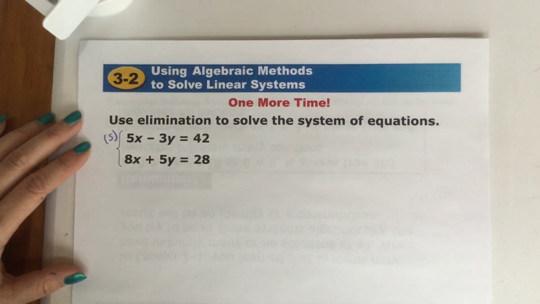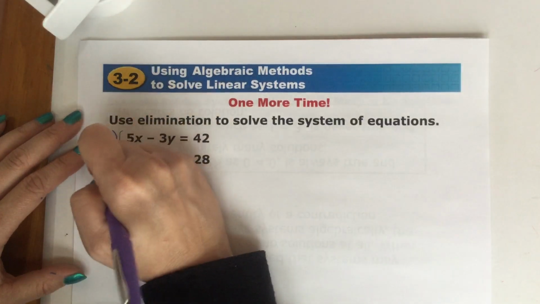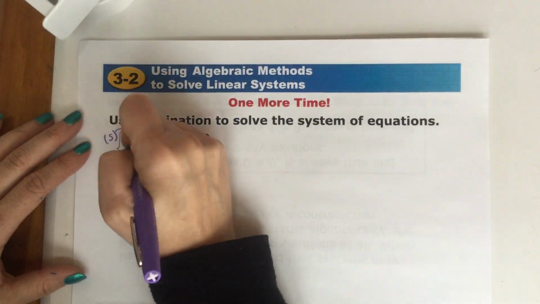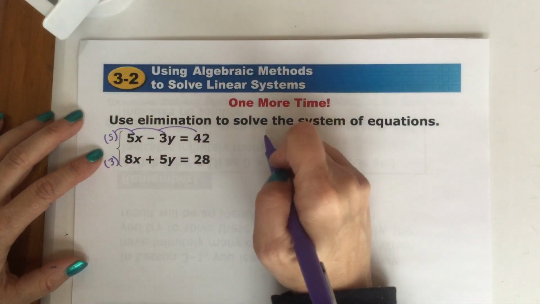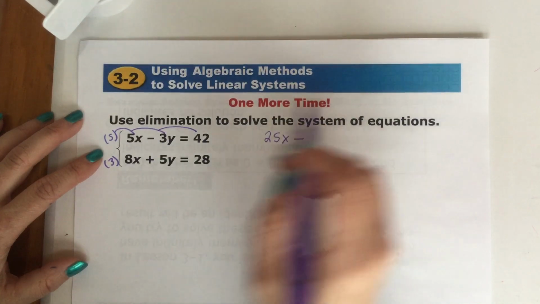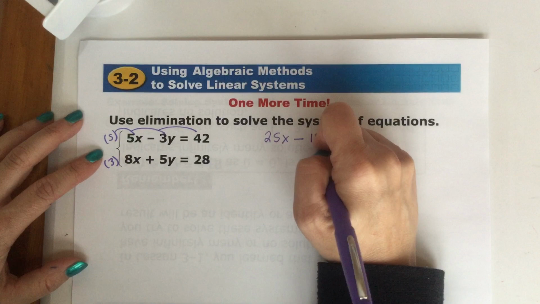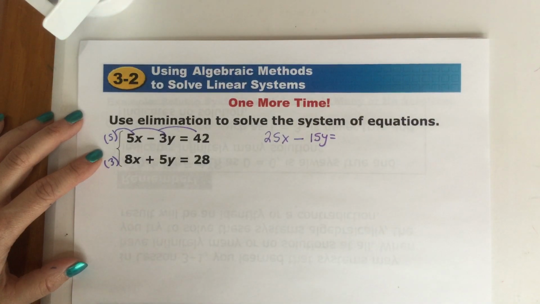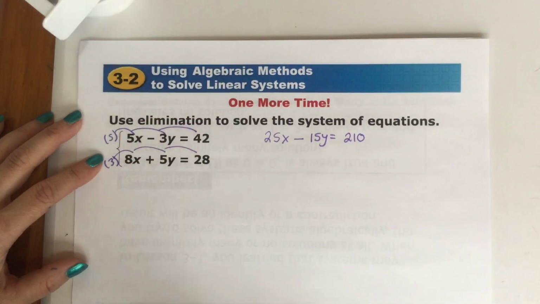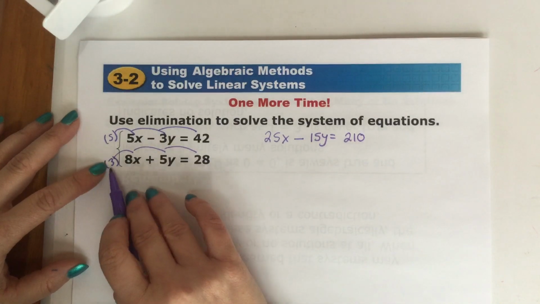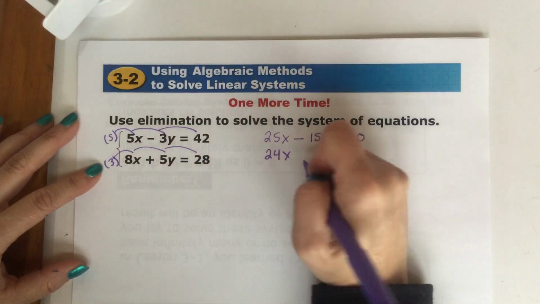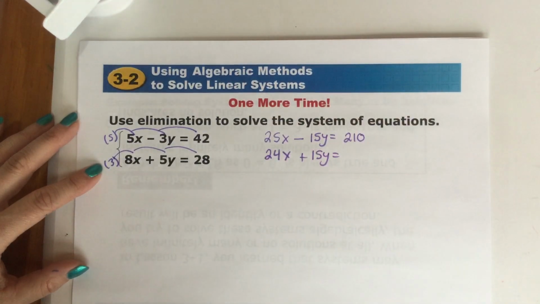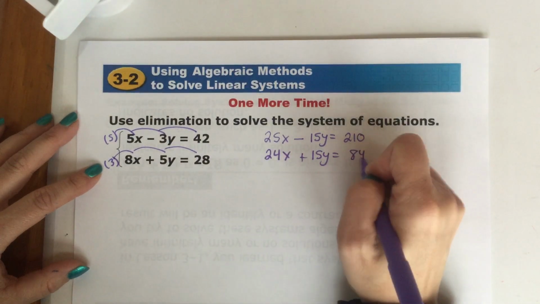In order to turn a 3 into a 15, I multiply by 5. In order to turn a 5 into 15, I multiply by 3. I need to make sure I multiply every single term by 5. 5 times 5x is 25x. Minus 5 times 3y is 15y. 5 times 42 is 210. Now I multiply every value in the second equation by 3. 3 times 8x is 24x. 3 times 5y is 15y. 3 times 28 is 84.